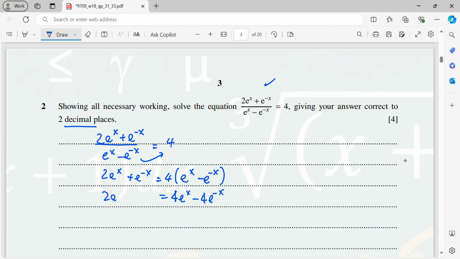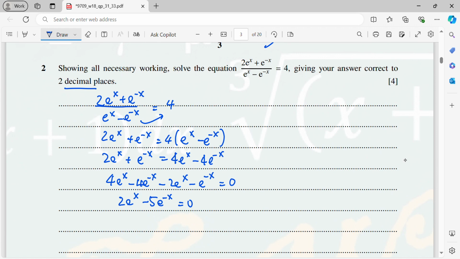Since you have 4e^x on the right side and only 2e^x on the left side, I will move all the terms to the right side. That means now 4e^x minus 4e^(-x) minus 2e^x minus e^(-x) equals 0. The first and third terms, when you simplify, give 2e^x. The second and fourth terms, when you simplify, give minus 5e^(-x). Okay, then we have a formula.